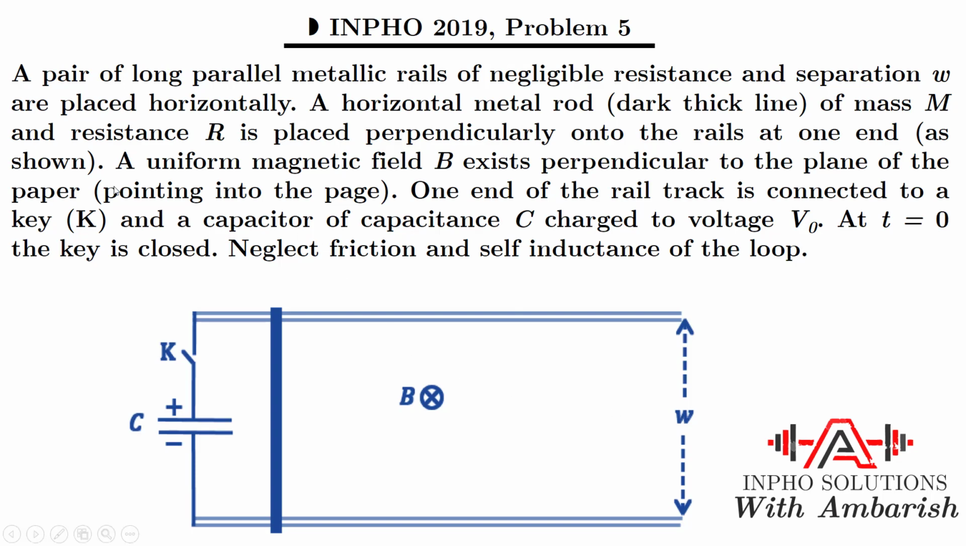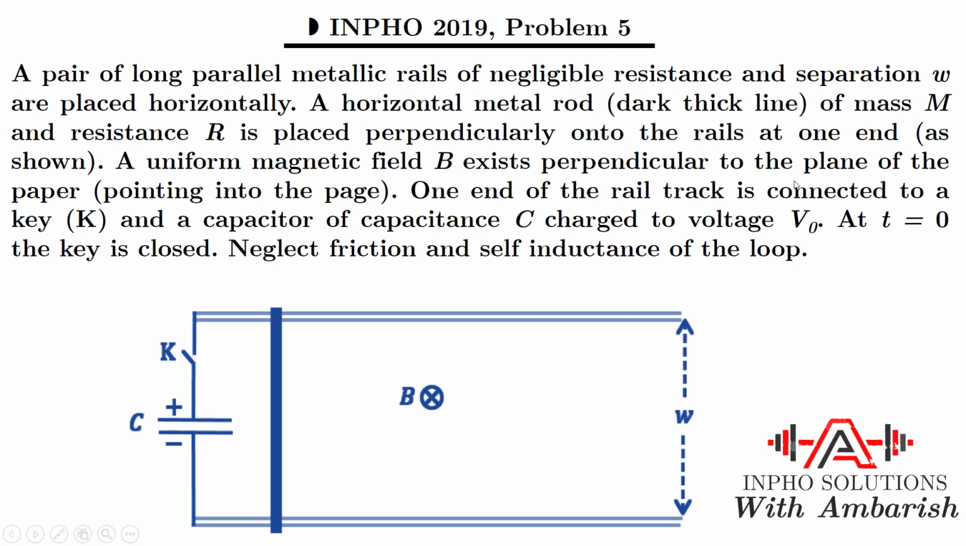So what's the problem? A pair of long parallel metallic rails of negligible resistance and separation W are placed horizontally. A horizontal metal rod, which is a dark thick line, of mass capital M and resistance capital R, is placed perpendicularly onto the rails at one end like this. As shown, a uniform magnetic field B exists perpendicular to the plane of the paper, pointing into the page.